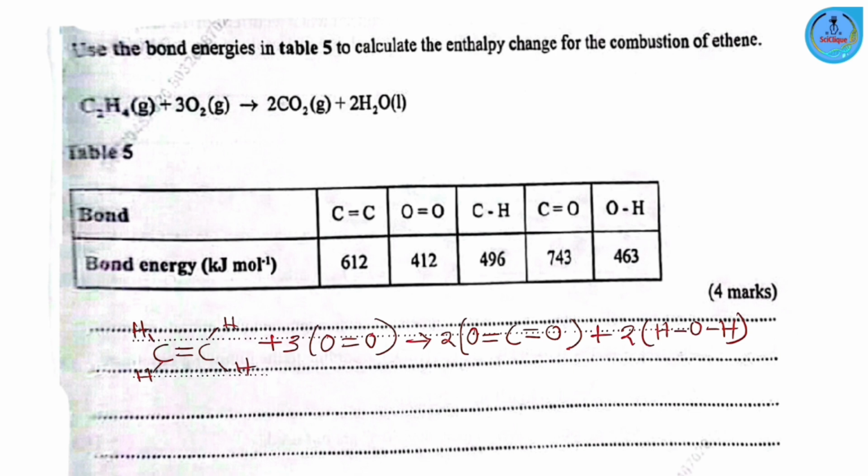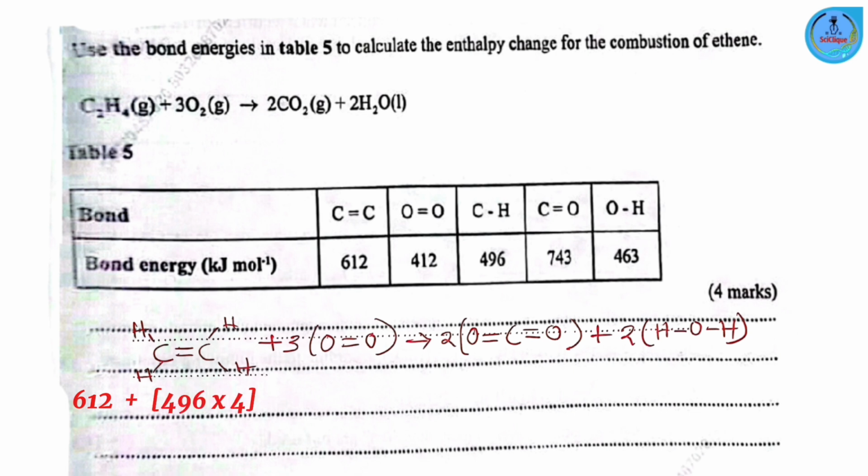Now let's look at ethene. In ethene, we have a double covalent bond between the 2 carbon atoms. We need to break this, and for us to do so, we need an input of energy, specifically 612. So we write 612 here. Now we also have bonds between carbon and hydrogen. Each of these bonds requires 496. And how many do we have? 1, 2, 3, 4. We have 4. So 496 multiplied by 4.